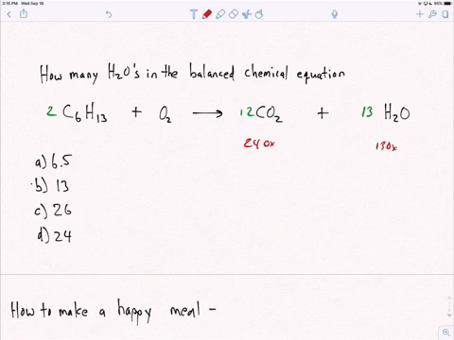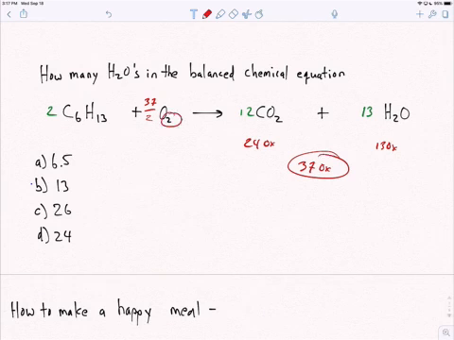Let's do it one more time. So this is C6H13O2 and you need 37 divided by 2 oxygen. The problem is this is 37 oxygen, so you have to divide by 2. This is so hard.